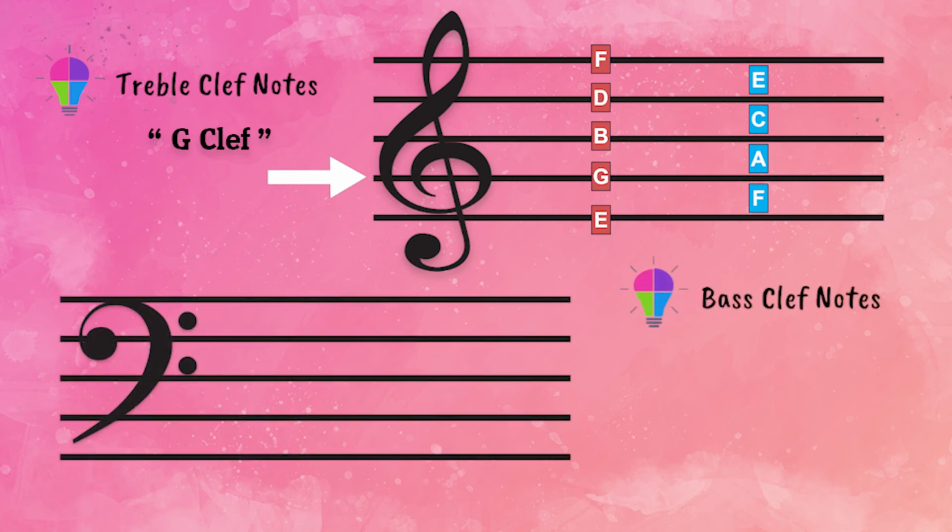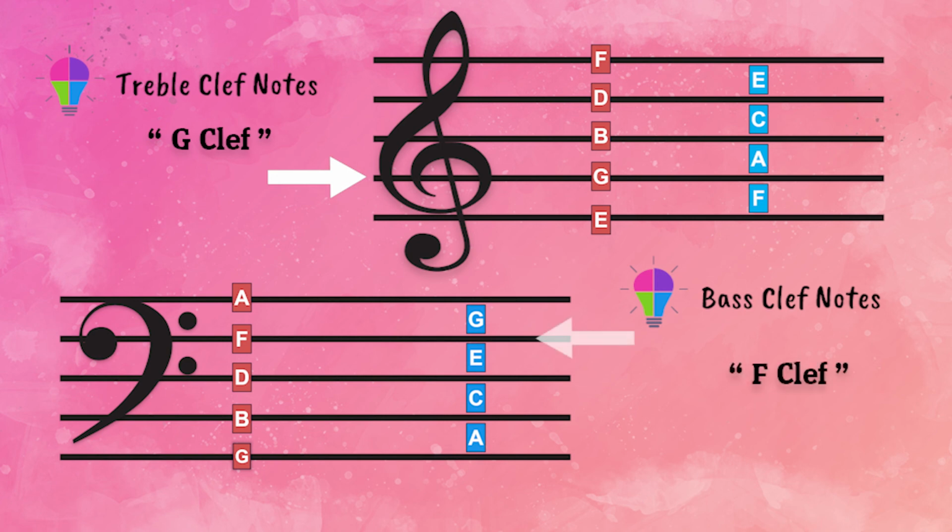Bass clef notes on lines are G, B, D, F, A, or known as good boy does fine always. Spaces are A, C, E, G, or all cows eat grass. Bass clef is also known as F clef because the starting point of this figure starts on the fourth line, F.